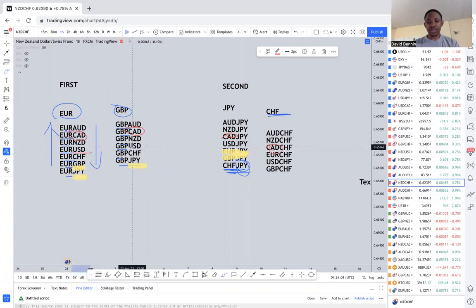The same applies to US dollar. It is second here, but here it is first. Same for Australian dollar. First when it's paired with pound and Swiss franc, but second when it is paired with euro and a pound. So those are the other currencies that don't have a fixed arrangement. They can be first or second depending on what they are paired with.